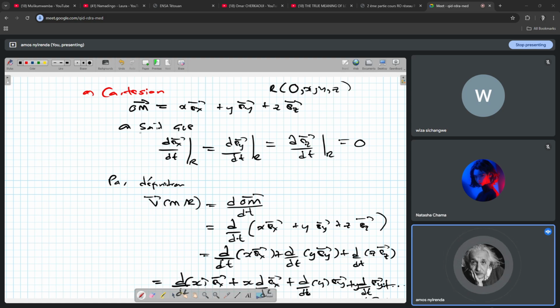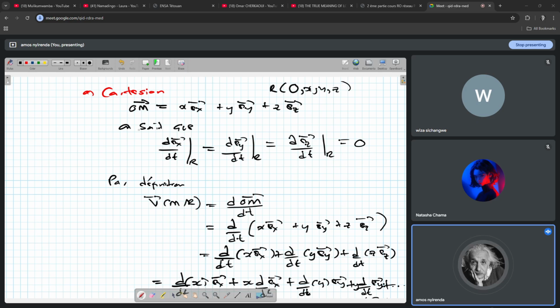Okay? And then here I'm saying, just like we wrote on the previous page, that the derivative of ex with respect to time is equal to the derivative of ey with respect to time is equal to the derivative of ez with respect to time is equal to 0, because the vector unitaire, the vector directeur, which is ex, ey, and ez, are going to be fixed in the Cartesian coordinate system. And so when we differentiate with respect to time, these vectors will get 0.